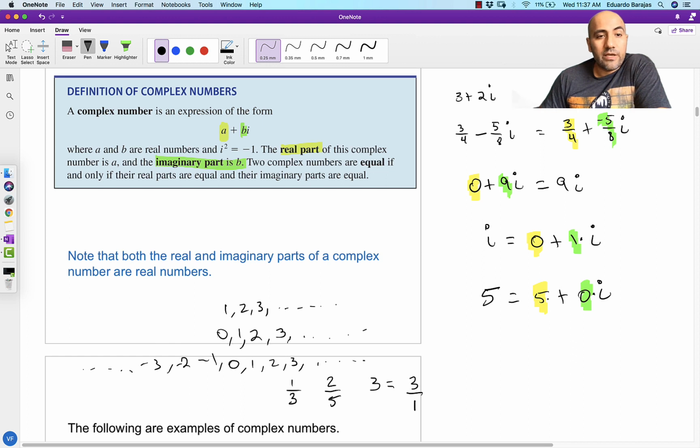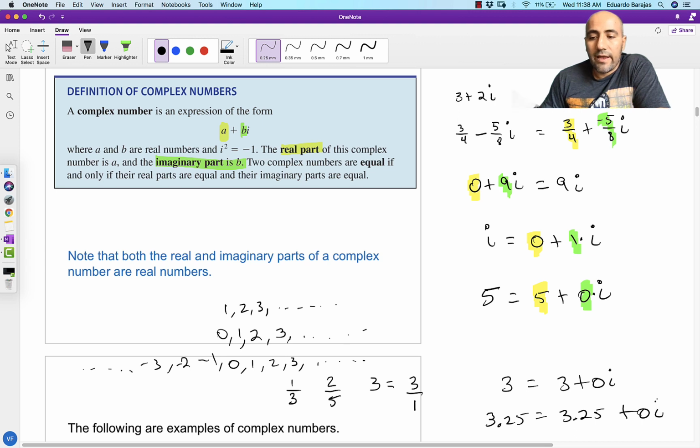We've actually been working with the complex numbers the entire time. Every single real number is a complex number. It's just that it has a plus 0i at the end of it. Right? It's not just 3. It's really 3 plus 0i. It's not just 3.25. It's 3.25 plus 0i. Right? We can always attach a 0i behind any real number, and you got yourself a complex number.